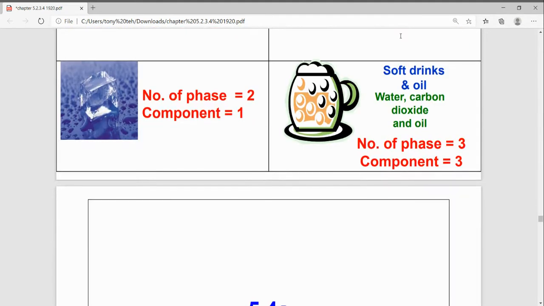Let's look at another one, ice. We have solid and liquid. They have a distinct boundary, but they come from the same component, that is only water. Then soft drinks, we have three phases, that is liquid, gas, and then oil here. Okay, soft drinks and oil.